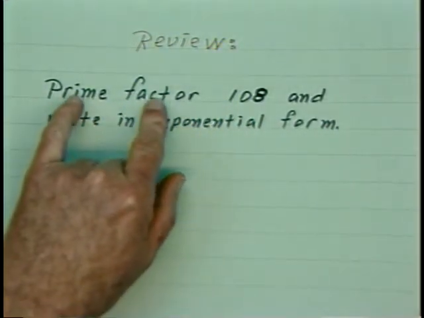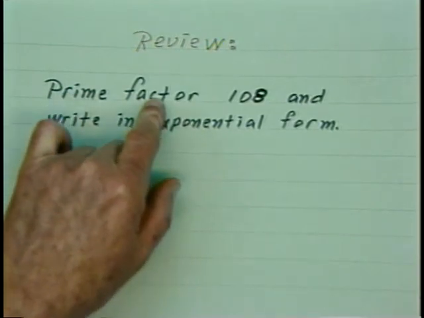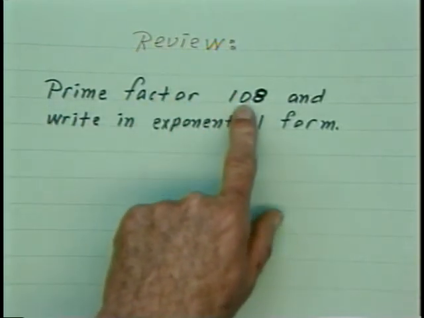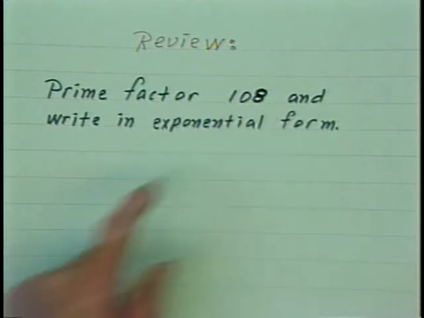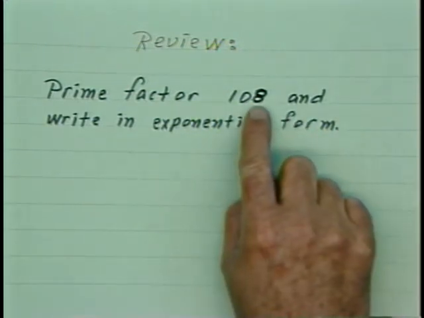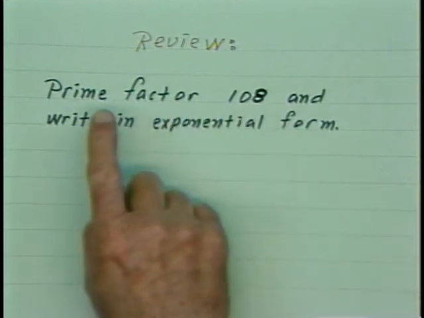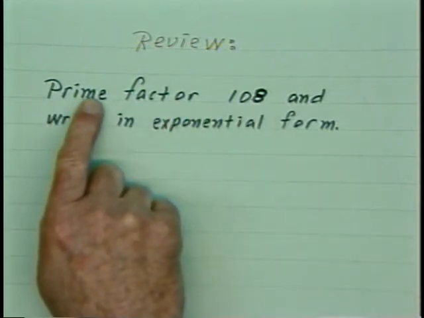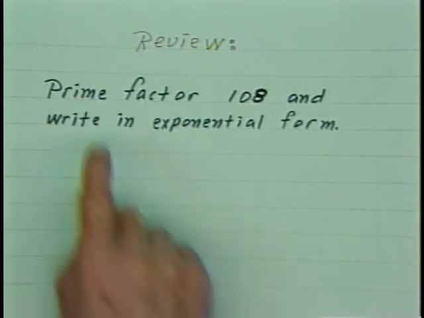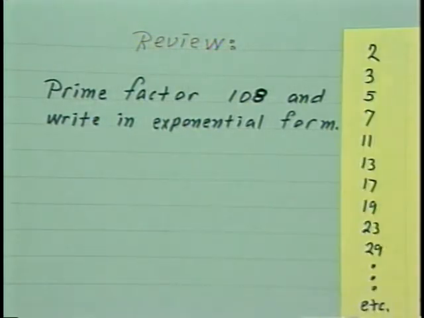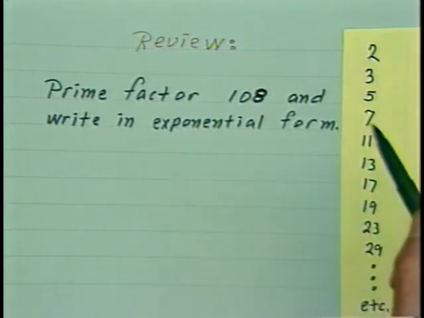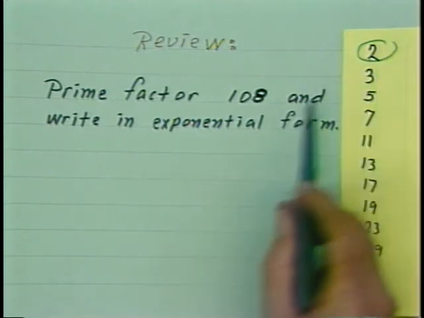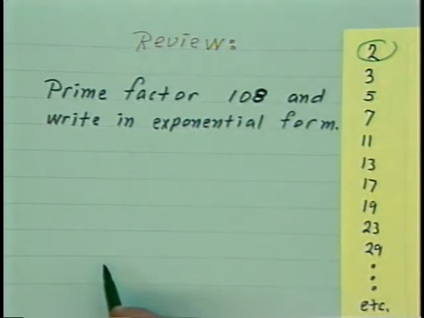So to prime factor something means to find repeatedly all the prime numbers that will divide into 108 in this case. So to do this, we need a list, either in memory or on paper, of prime numbers in sequential order. Here is such a very partial list, and we can see that the lowest one, 2, will certainly divide into 108.